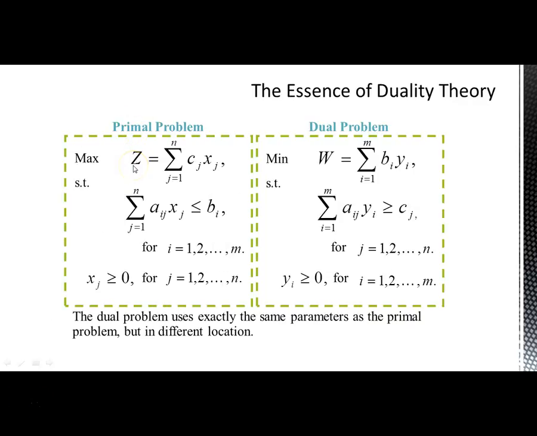Let's look at the primal problem. We already saw this one, the standard form of a linear programming problem: maximize z equal to the sum of cj xj, subject to the sum of aij xj less than or equal to bi for i equal to 1 to m, where the xj's are greater than or equal to 0. That means the non-negativity constraint. So when we convert this into the dual problem, what happens?